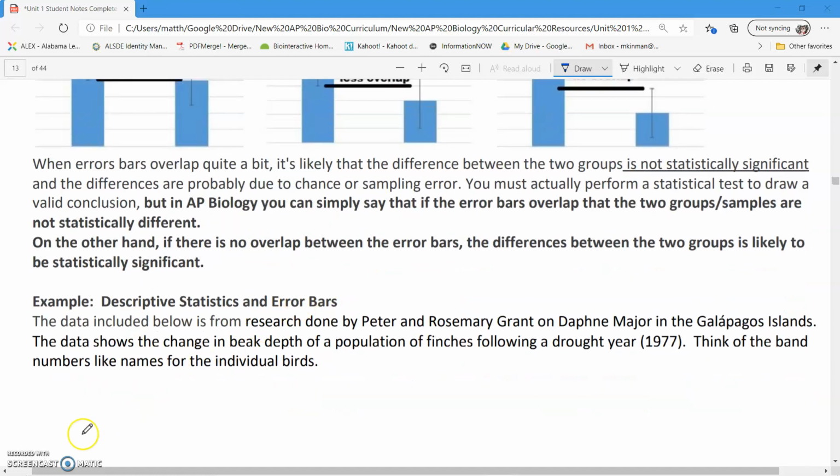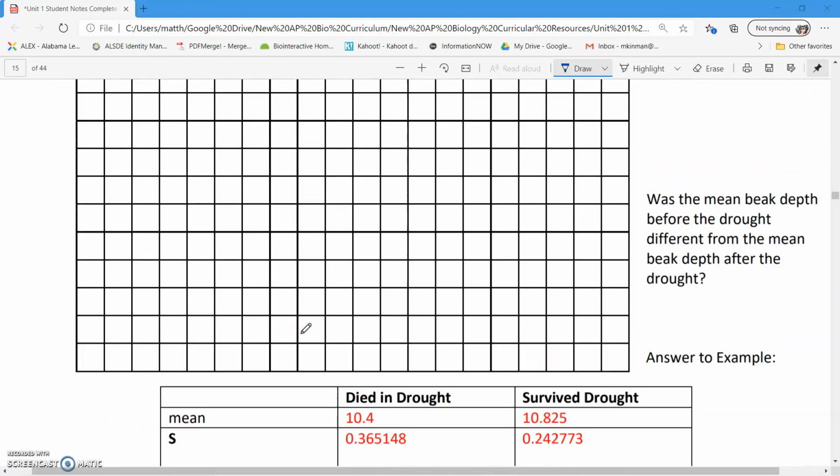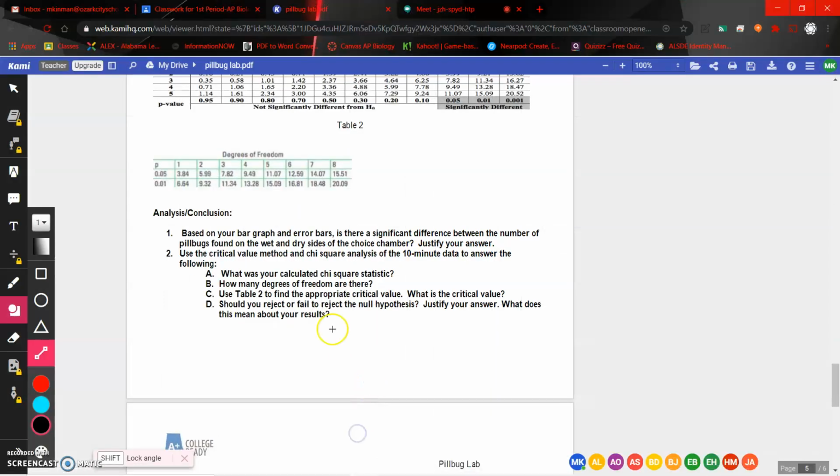All right, and you have practice problems in your notes that you can go through if what I just did did not help. If you refer back to the lab, number 1 says, based on your bar graph and error bars, is there a significant difference between the number of pill bugs found on the wet and dry side of the choice chamber? Justify your answer. So that's where you're going to get the data to answer that question. And that's all I have time for in this video.